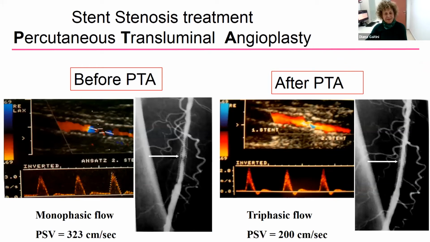The stent stenosis has to be treated when it is very high, and normally it is treated by percutaneous transluminal angioplasty. Here we have the monophasic flow with a high peak systolic velocity before PTA. This is the angiography. And after PTA, we have a triphasic flow and the peak systolic velocity lowers.